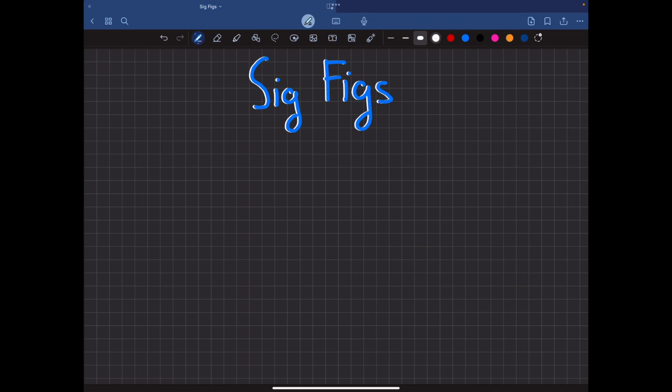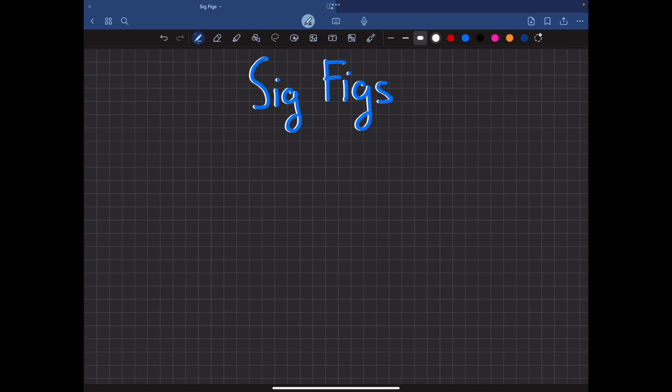So, when it comes to sig figs, it's very important to understand how they work, because when it comes to reporting data to the proper scientific notation or the proper amount of sig figs, it just makes everything so much easier and much more uniform.